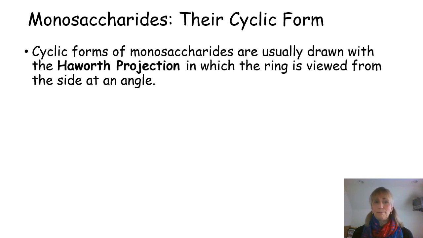So, cyclic forms of monosaccharides are usually drawn using what are called Haworth projections. In a Haworth projection, the ring that just formed is viewed from the side, and it's viewed at an angle.